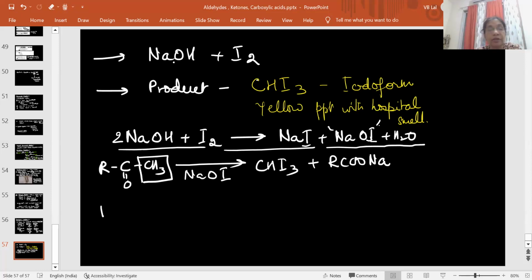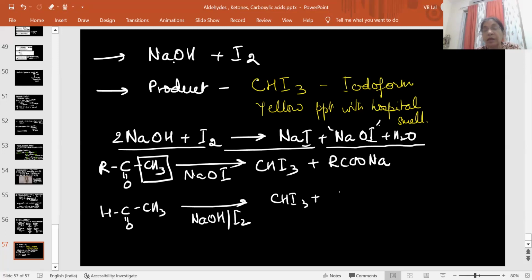So let us take the example. Supposing it is CH3CHOHCH3, no, supposing it is ethanol. In presence of, if you don't want to write this, you can just write NaOH and I2 on the arrow. What will I get? CHI3 plus HCOONa.